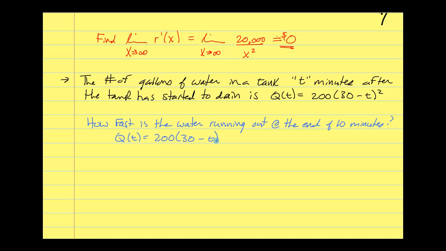Now I could use the chain rule here, except I haven't learned it yet, so I need to go ahead and rewrite this. I need to FOIL this out, first outside inside last, and when I do that, I'm going to have t squared minus 60t plus 30 times 30 is 900. Now if I wanted to take my derivative, I could just drag along the 200. So Q prime of t, just drag along that 200. The derivative of t squared is 2t. The derivative of minus 60t is minus 60, and of course the derivative of a constant is 0.